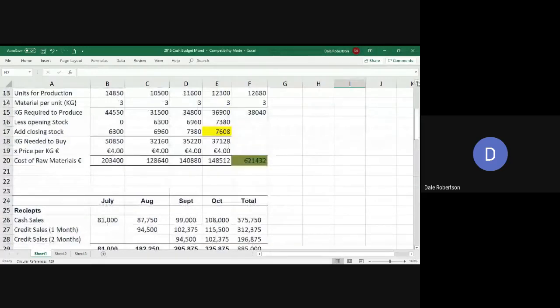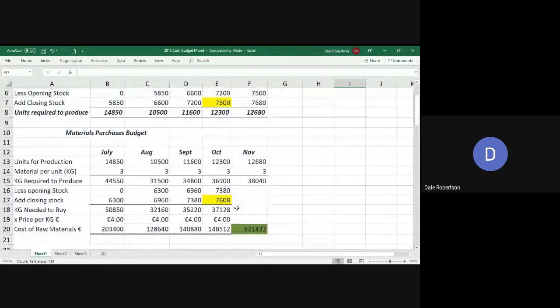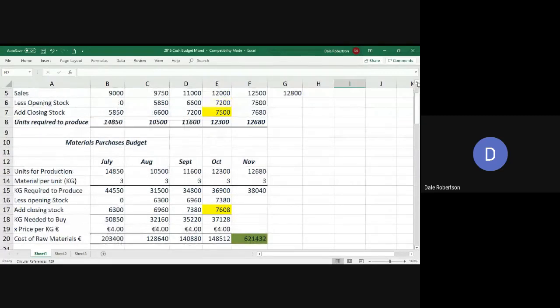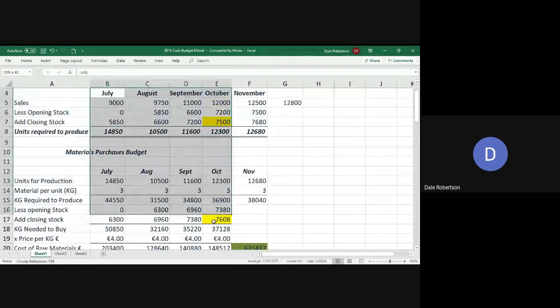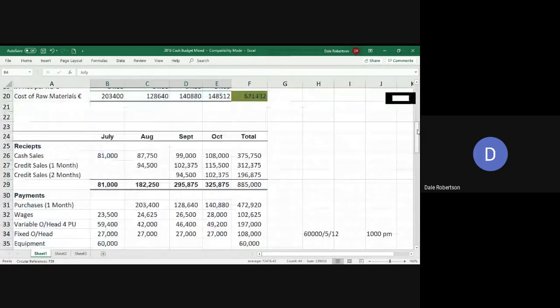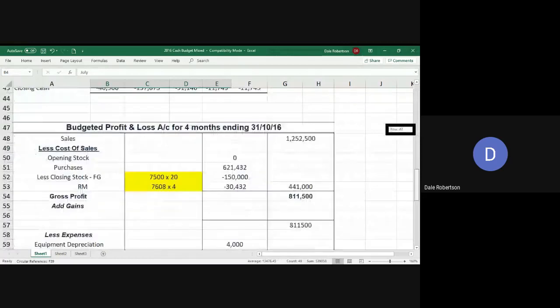That is the purchases. And then I want you to be very careful about your closing stock. Do you remember these two closing stocks? Let me show them to you again. This is at the end of October. Your closing stock of finished goods is 7,500 units, and your closing stock of raw materials is 7,608 kilos. Well, that is the closing stock numbers that we're going to have down here, and I've still kept them in yellow to keep our color scheme.